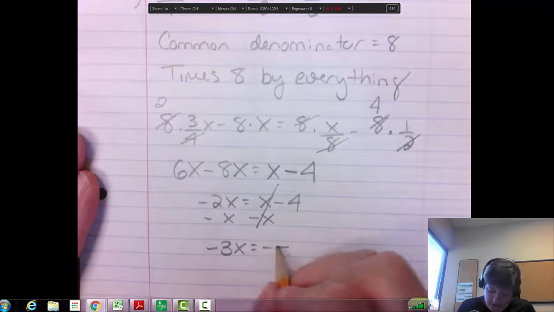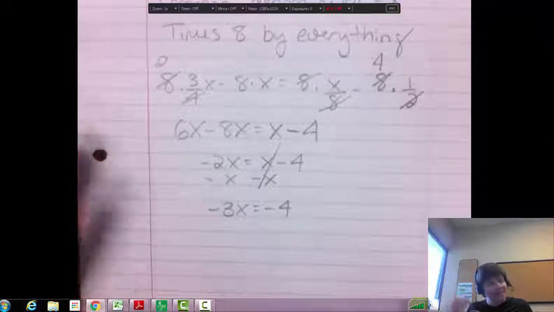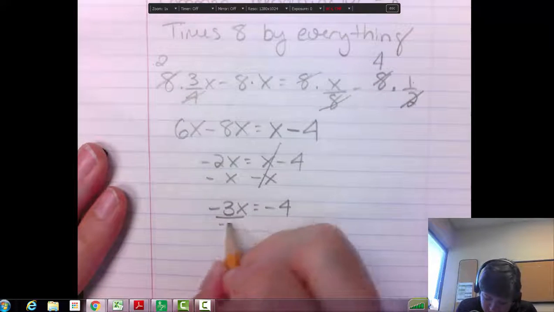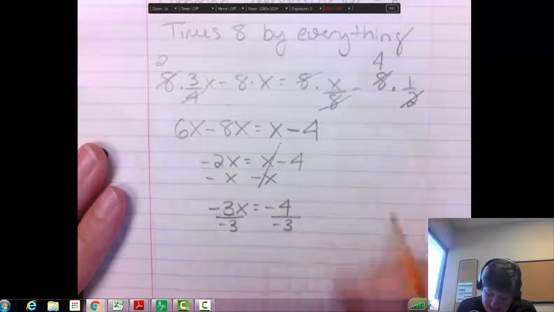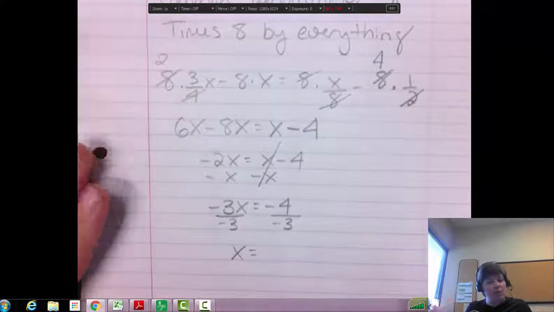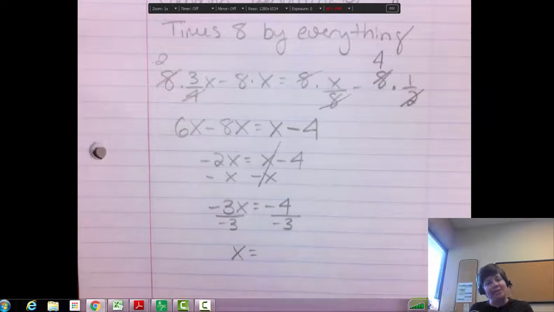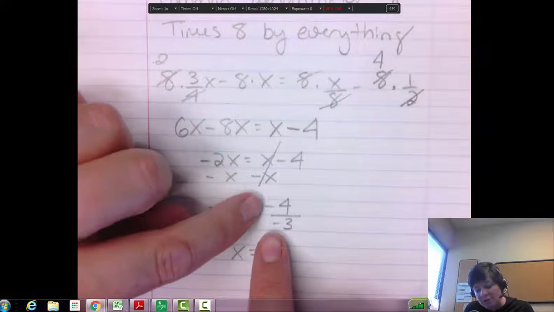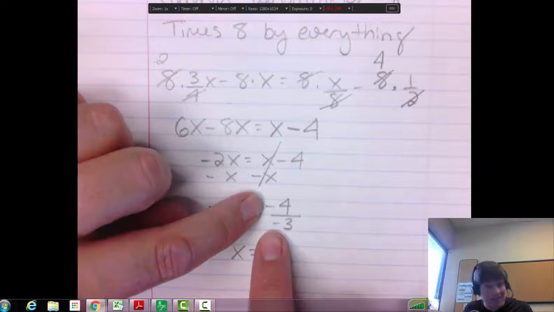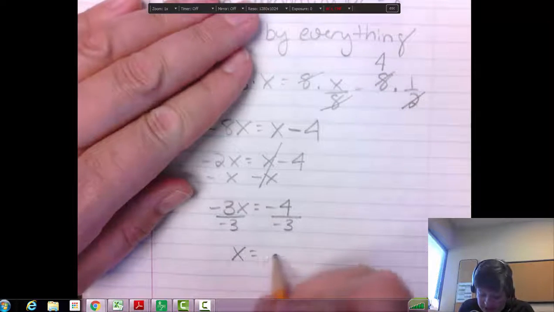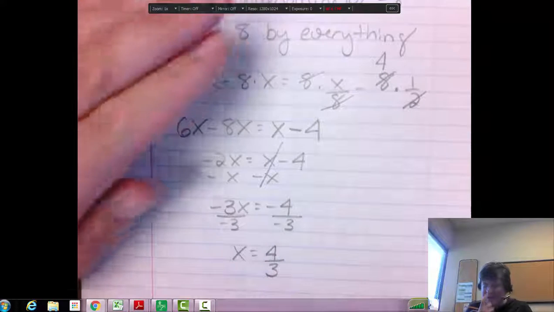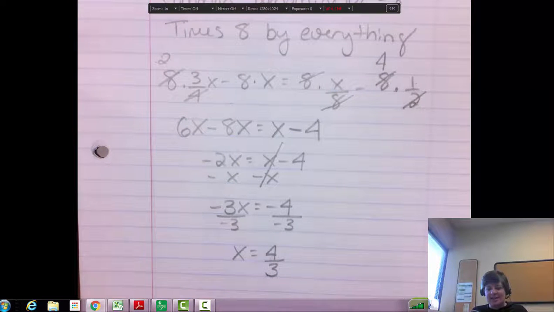equals negative 4. Okay. Last step is that division. Divide by the negative 3 on both sides. And x equals negative 4 over negative 3, which we can do one more step of getting rid of those double negatives. And so we really just have 4/3 because a negative divided by a negative is a positive. And that's it. That's our reduced form. You don't need to put 1 and 1/3. 4/3 is fine.